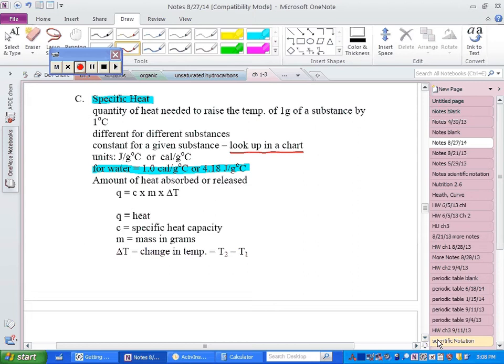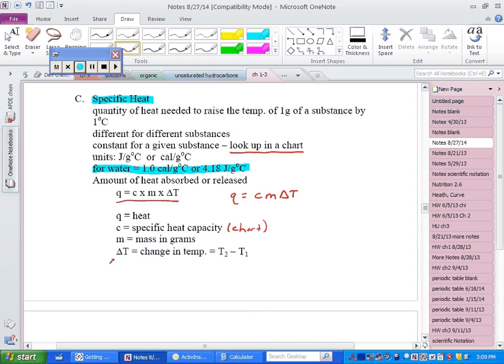The formula for specific heat, or the formula using specific heat, is right here, which, since this is an older set of notes, it's not fixed. Those X's are just times signs, and normally I would write it without them. And Q stands for heat. C is your specific heat capacity, which, remember, you can find in a chart. M is the mass, which would be in grams.